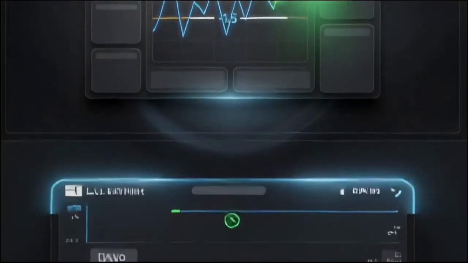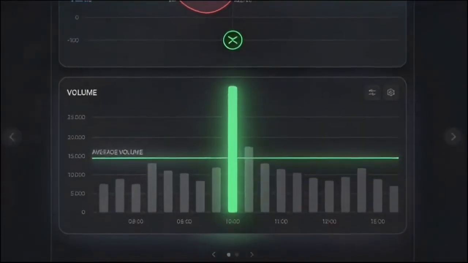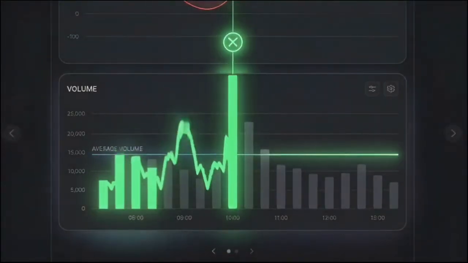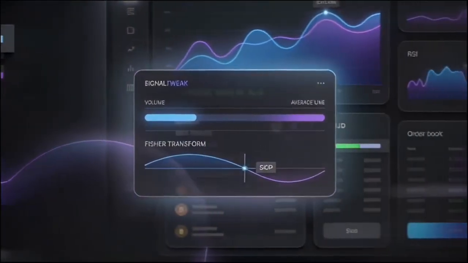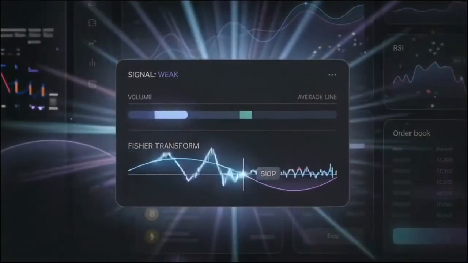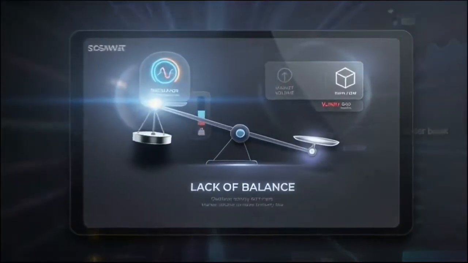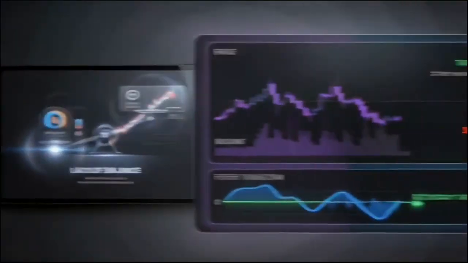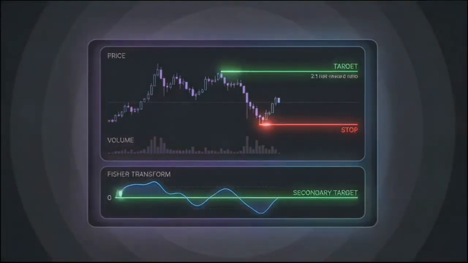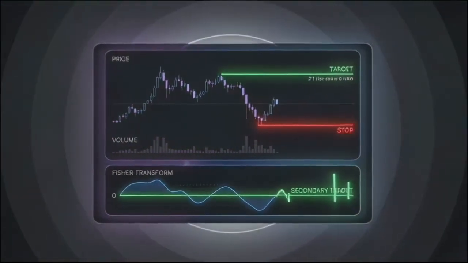The pairing is a simple volume check. A reversal cross on a candle with above average volume means real participation is stepping in, and the signal is worth taking. On thin volume, skip it. The market has not actually committed, no matter what the oscillator says. Stop below the spike low, target 2 to 1, or the 0 line on the Fisher itself.